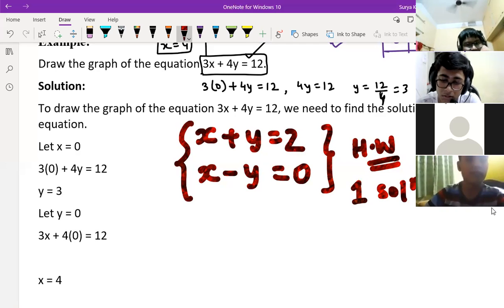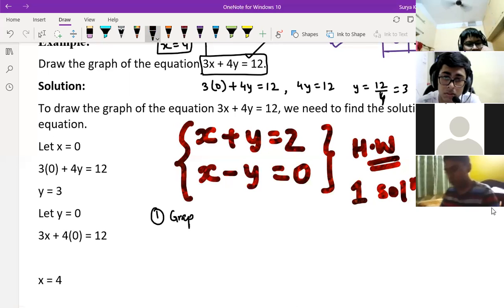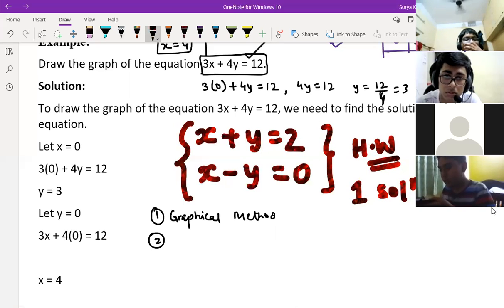So there are so many methods to solve. See, I'm telling how many methods we have to solve. First method is your graphical method. Second method to solve is the substitution method.